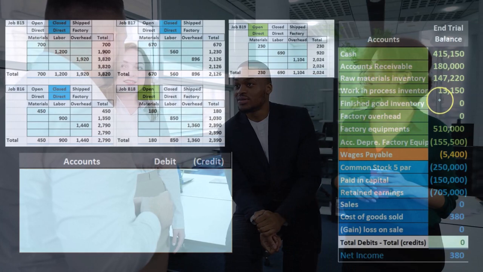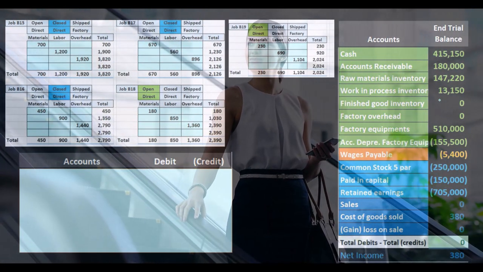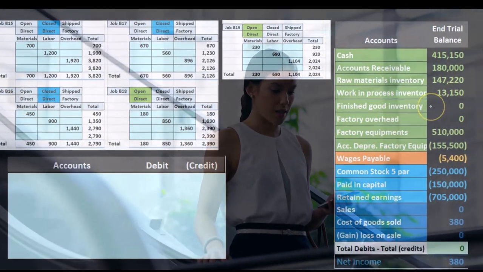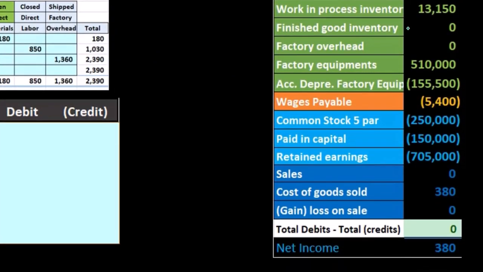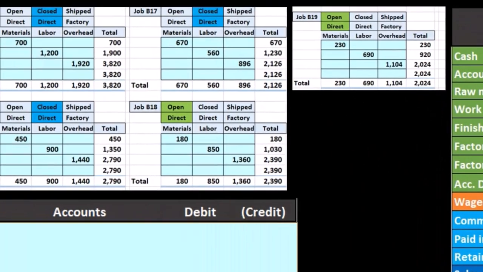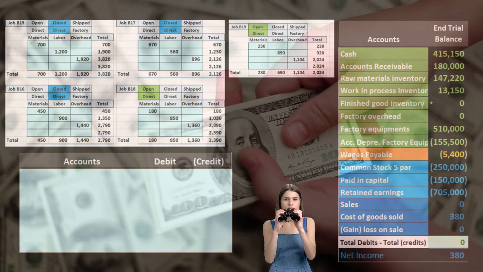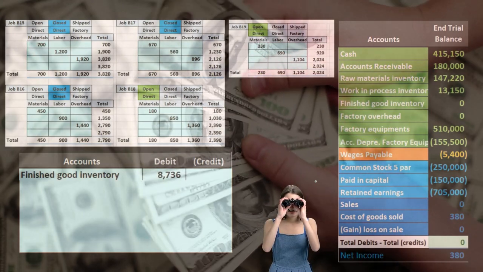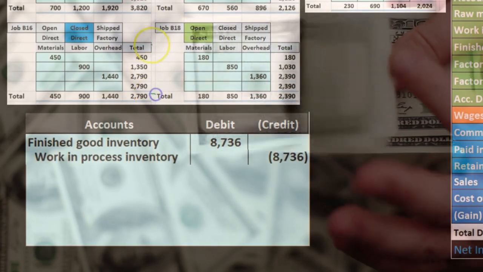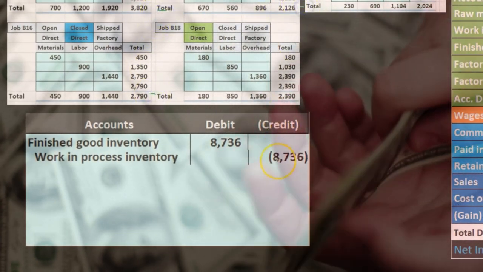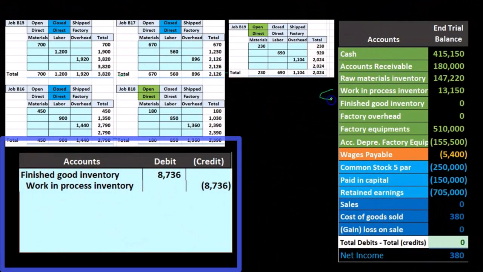We're just going to take them out of work in process. This is a debit balance account. We need to make it go down, and therefore we'll do the opposite thing to it, a credit. And we're going to put it into the finished goods inventory. This is also an inventory, which is an asset account. It needs to go up, so we're going to do the same thing to it as its normal balance, which is a debit. So we're going to debit the finished goods inventory for that $8,736, the sum of these three jobs. And then we're going to credit the work in process for that $8,736, just moving that number from here to here.